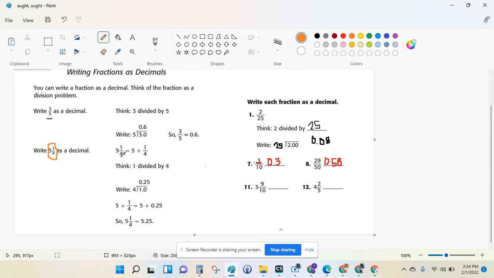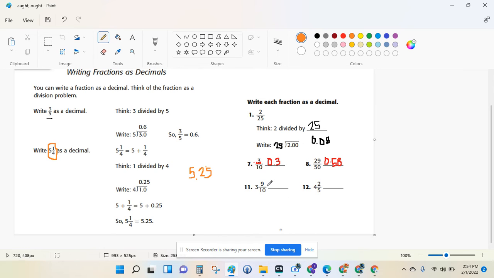So again, whenever you've got a whole number and a fraction making a mixed number, the first thing you're going to do is drop that whole number and put your decimal point after it. Then you're going to work out the fraction and turn it into a decimal. And then whatever you get for your answer, it's going to go after the decimal point.